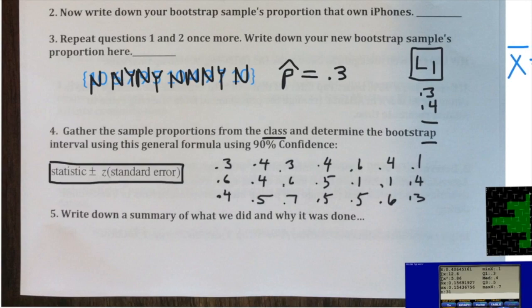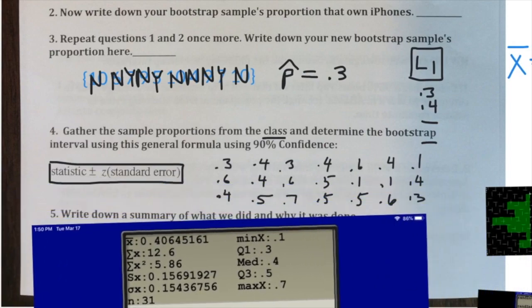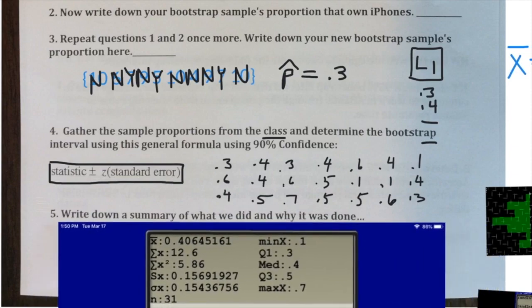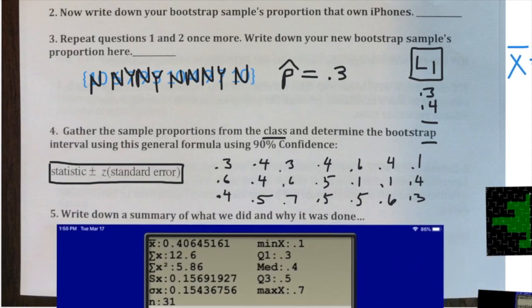My 31 numbers are going to be slightly different than yours because I don't know your results here. But once that's all typed into list 1, we can take a look at the statistics using 1-Var Stats, and we can get 2 of the numbers that we need for this formula. We need the statistic and we need the standard error.